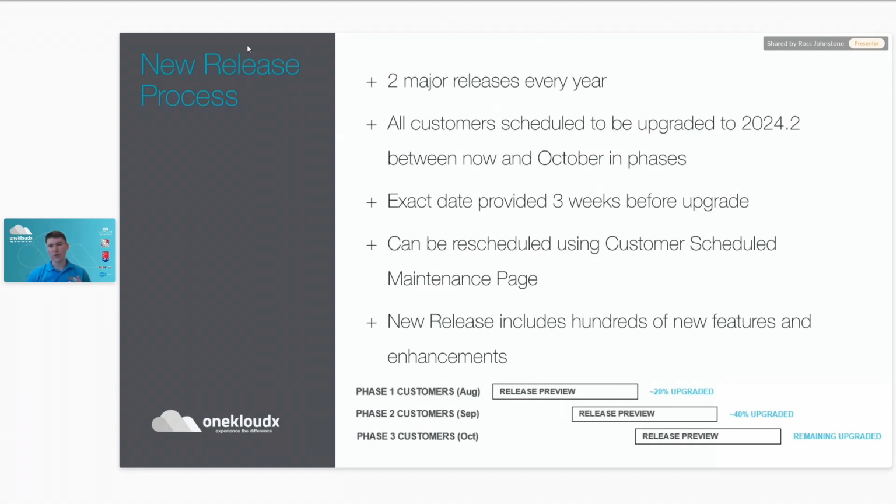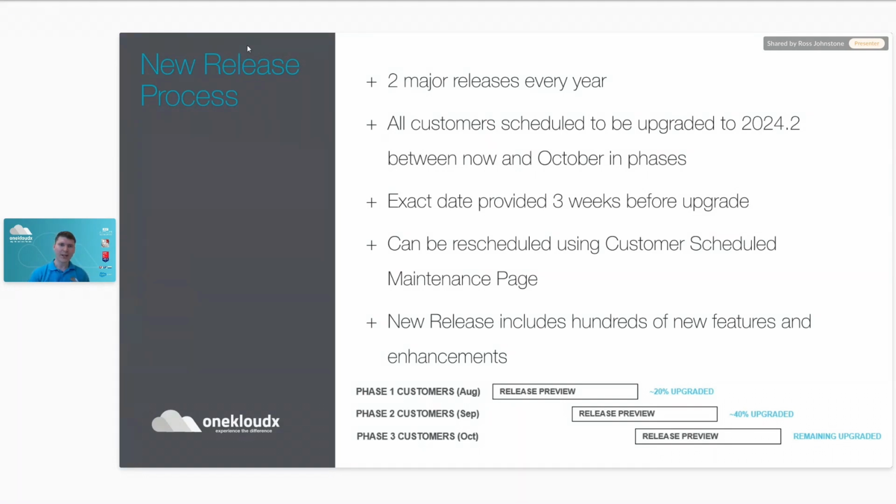Now, these go through different phases. There are three phases. The first phase is in August, where around 20% of NetSuite customers are upgraded. The second phase is in September, where 40% of customers are upgraded. And then the final phase is in October, where the remaining 40% of NetSuite customers are upgraded to the new version.